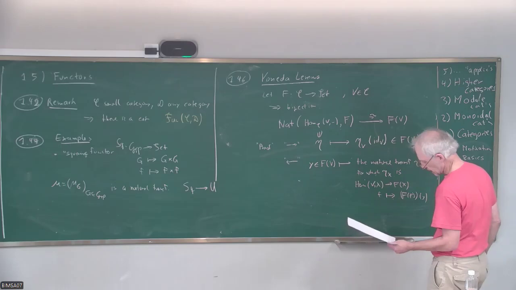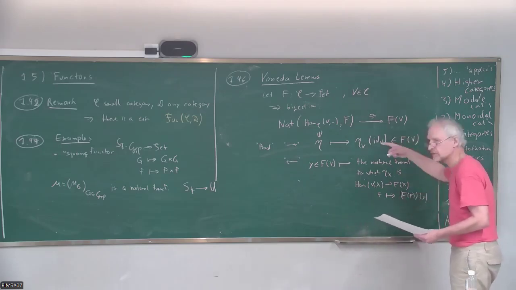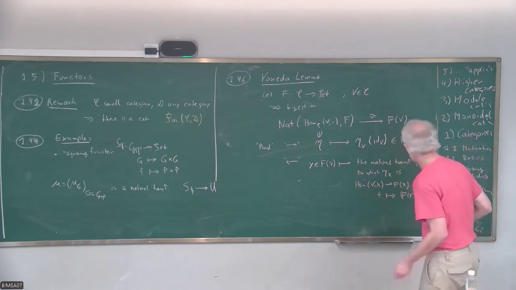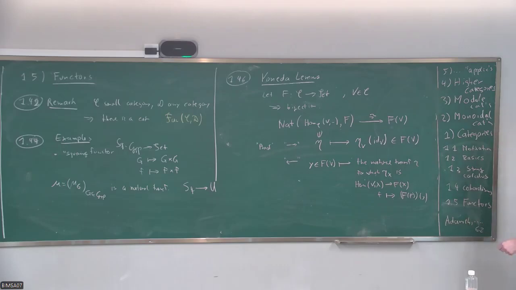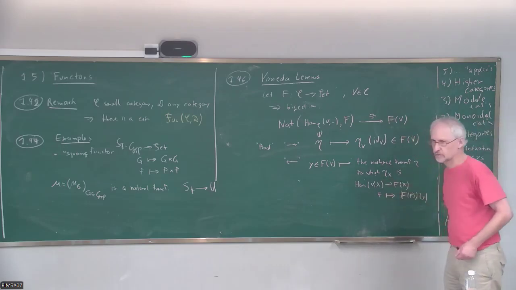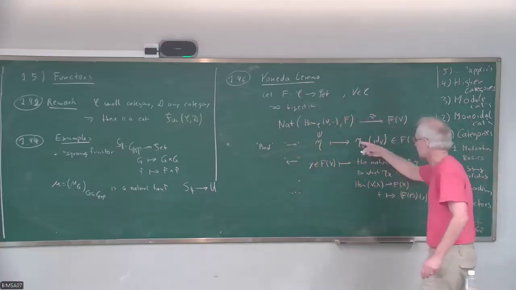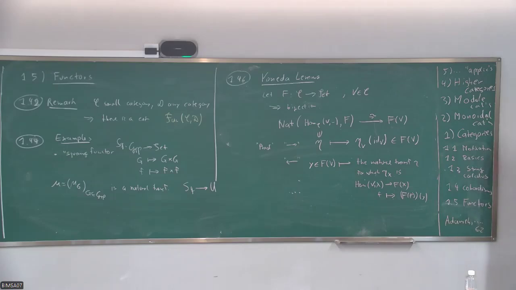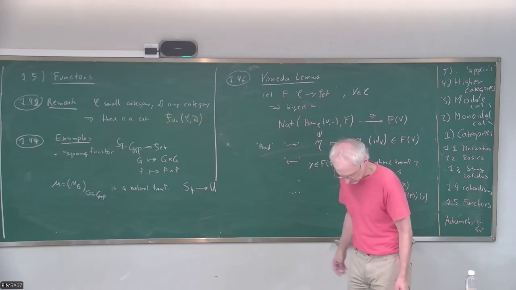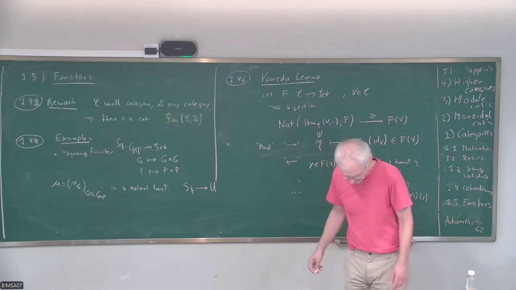So F of f is a morphism, a linear map from the vector space F of V to the vector space F of X. And you apply this to the element in the first vector space. And then you show that these two maps are mutually inverse. Just compose them in both directions, and you get this.